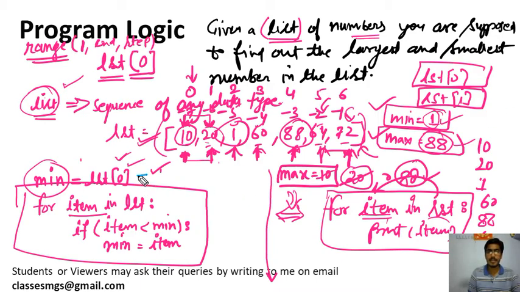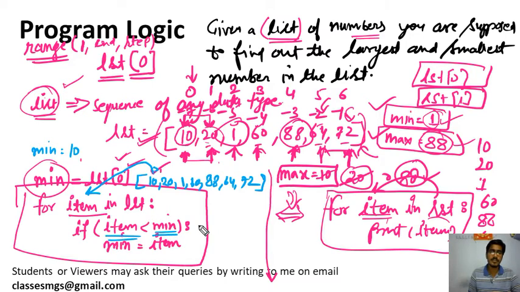Dry run. Let's suppose this is the list: 10 20 1 60 88 64 and 72. First time we have assumed the minimum as the list's 0 element. The 0 element is what? This 10. So we have stored 10 as the value here. Now what we will do, we will compare. First time 10 will come in this item, then we compare: 10 is less than 10, condition false, so the minimum remains 10 only.